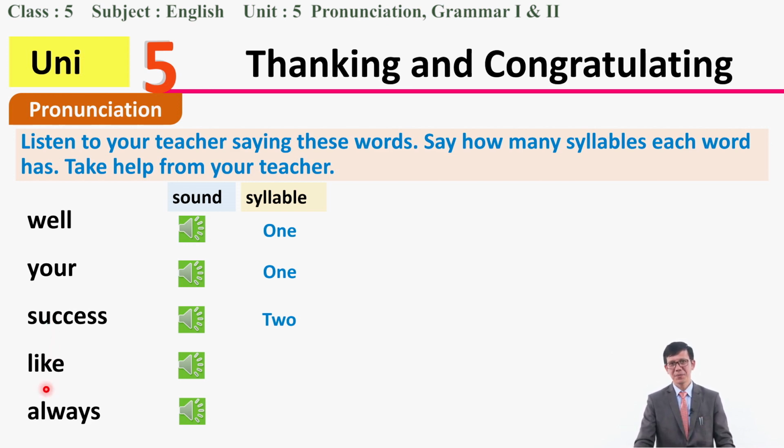Now, like. Did you notice? Very good. Like is again a single-syllable word. And now, always. Always. Good. This is a two-syllable word. So, now we have listened to the correct pronunciation of the words and focused on the syllables. How many syllables are there in each word?